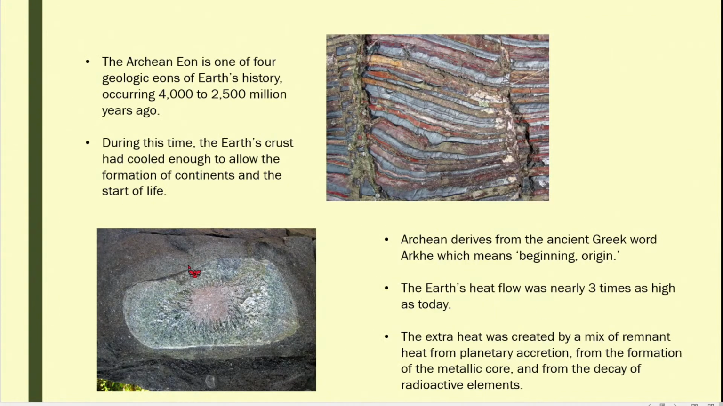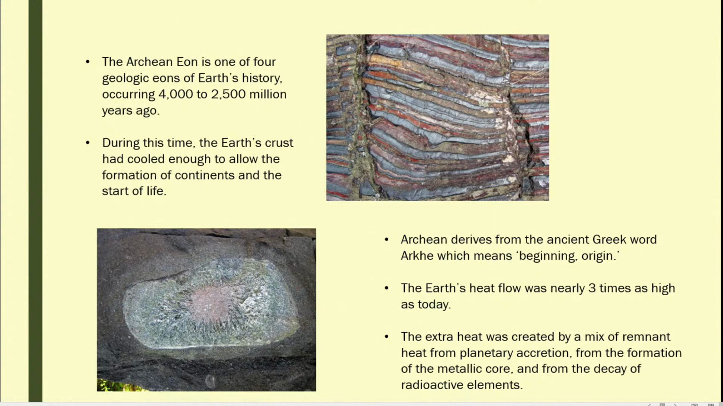The Archean Eon is one of 4 geological eons of Earth's history, occurring 4,000 to 2,500 million years ago. During this time, the Earth's crust had cooled enough to allow the formation of continents and the start of new life. Archean derives from the ancient Greek word ar-KEE-än, which means beginning or origin.